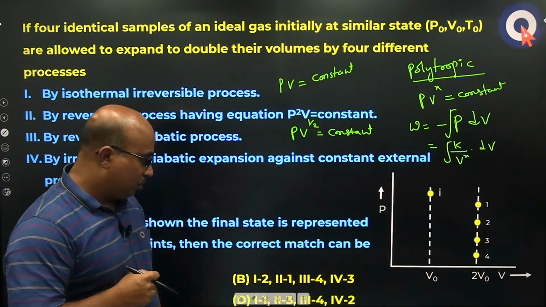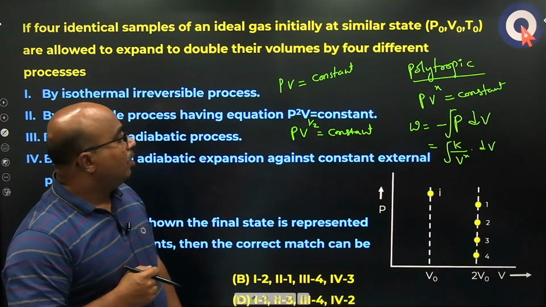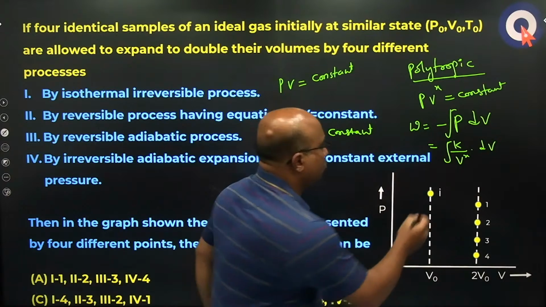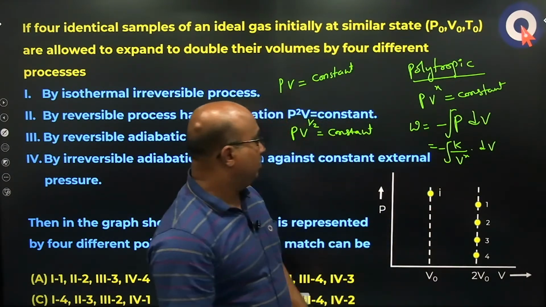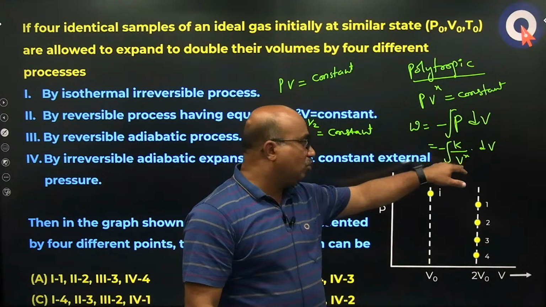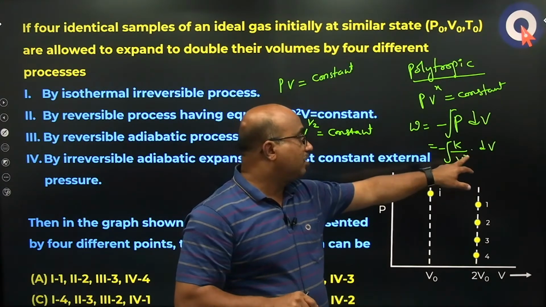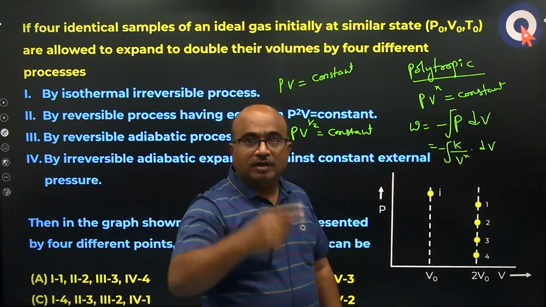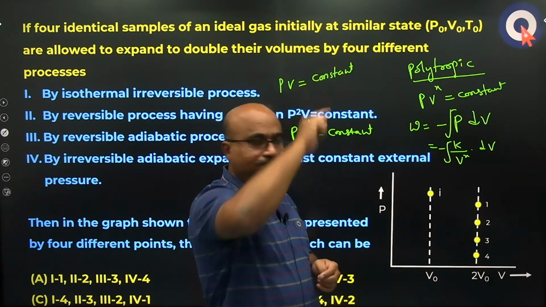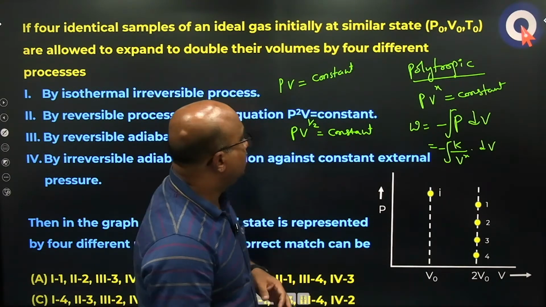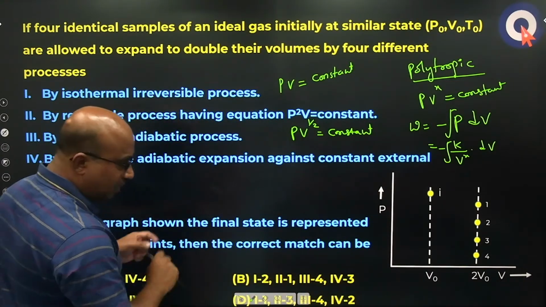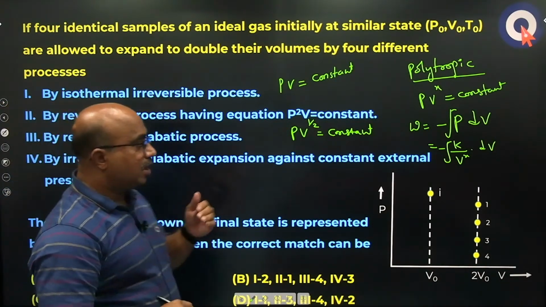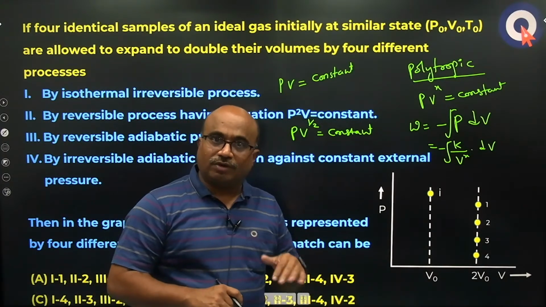Clear? So K by V to the power of X into dV, with a minus sign anyhow. So that is 1 by V to the power of X. As the value of X becomes high, the curve becomes steeper, so the work can be defined with respect to that. Clear? So for the isothermal graph and the adiabatic process, what do we define?